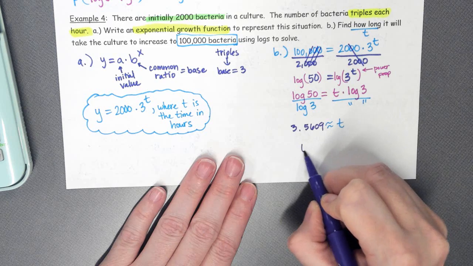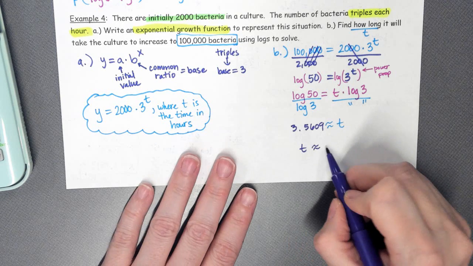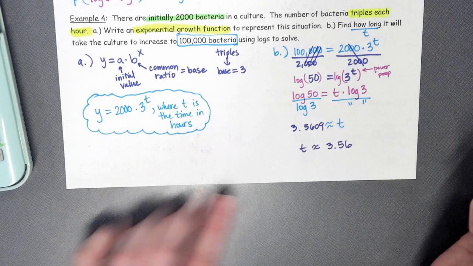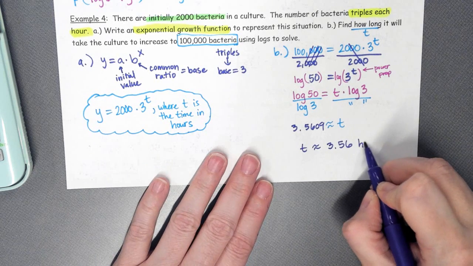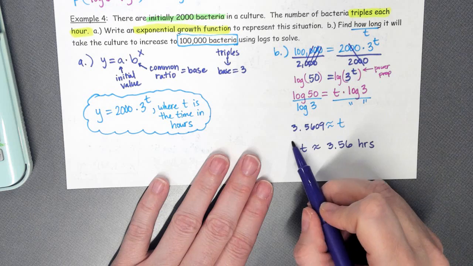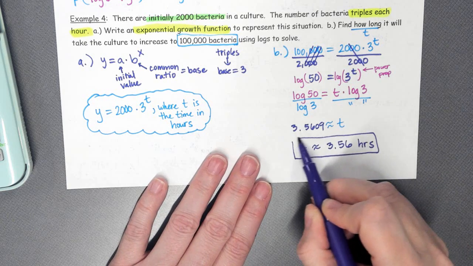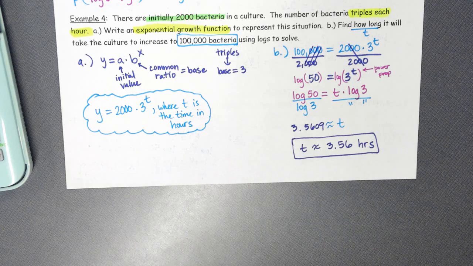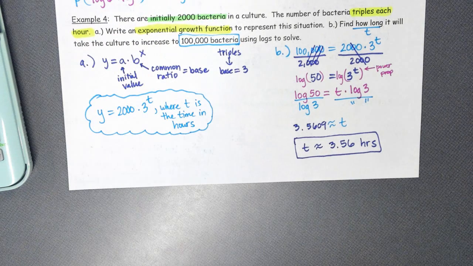Okay, so if I round that to the nearest hundredth, what am I going to have? 3.56. And then you need to just include your unit, so this is hours. Okay, so it's going to take 3.56 hours for it to increase from 2,000 to 100,000.